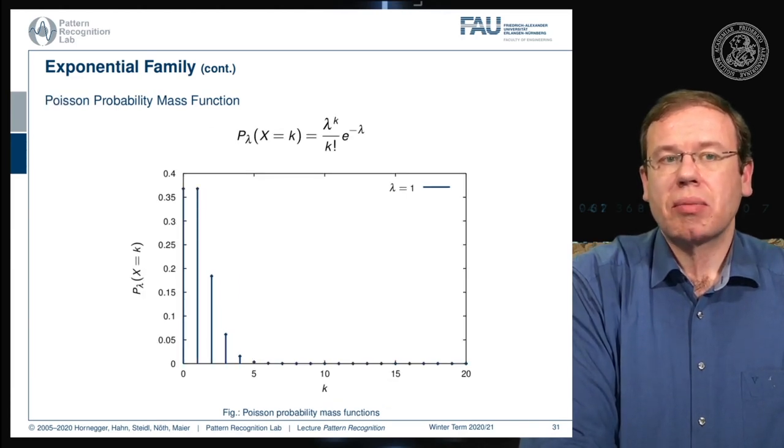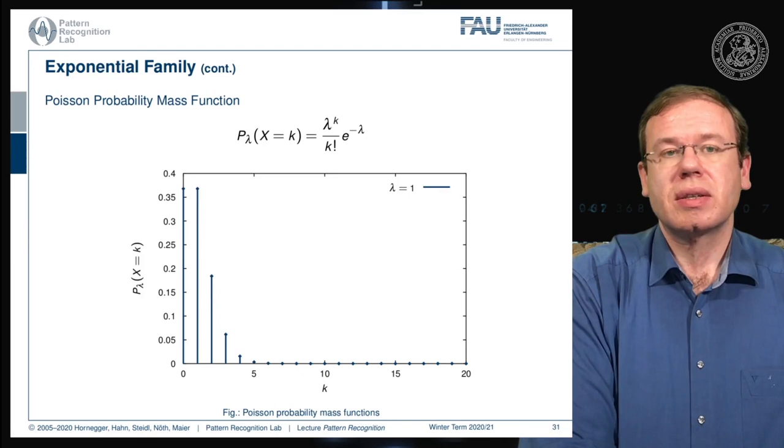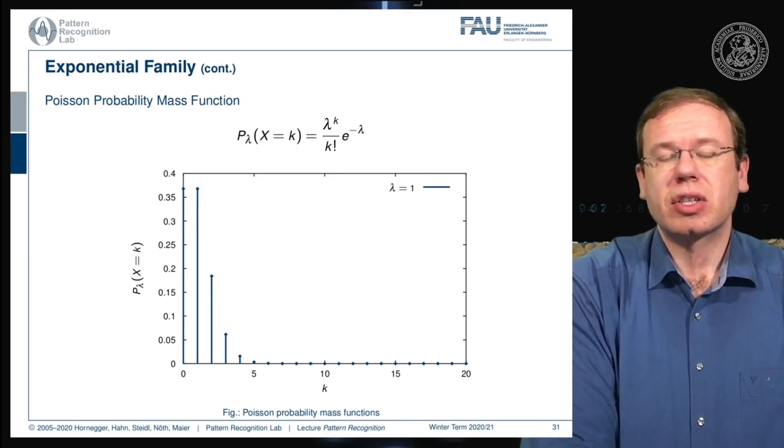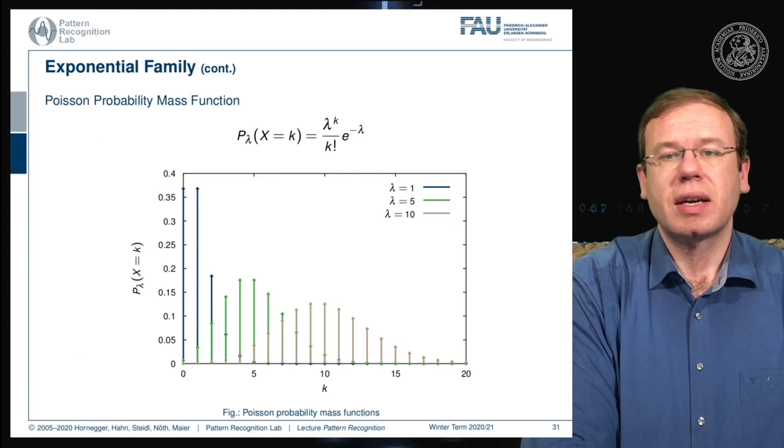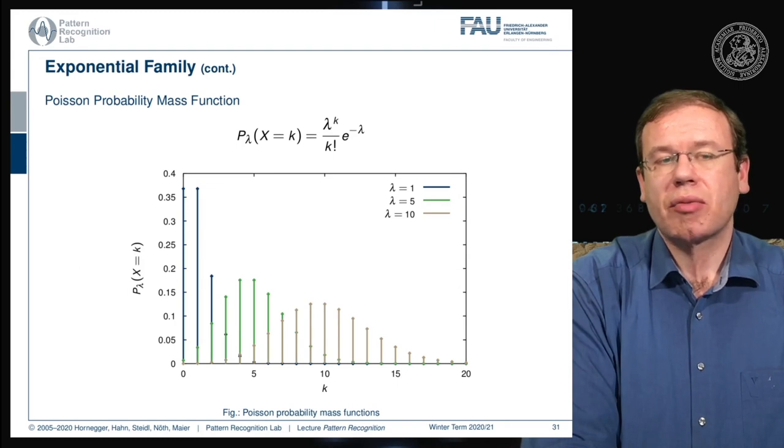Also, the Poisson probability mass function follows this exponential family. So here you see the Poisson probability mass function, and we see different observations here. And this is also a very important observation because this kind of probability mass function is highly relevant, in particular for Poisson processes. And if you have been working, for example, with particle physics, X-rays, photon counts, and photon interaction, you see that the Poisson probability mass function is essentially modeling X-ray generation.